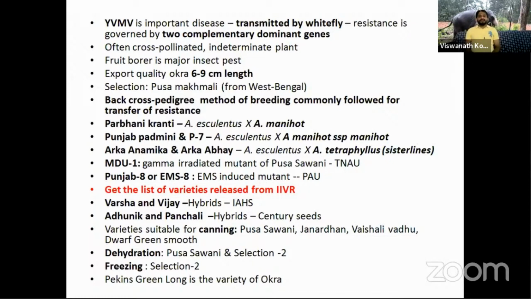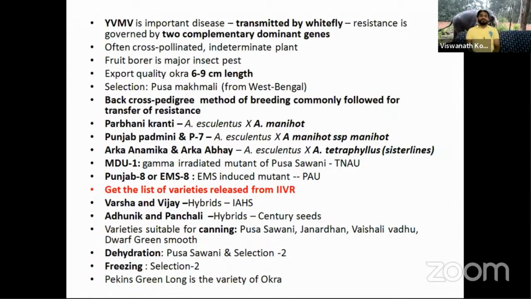Backcross and pedigree breeding method was the adopted breeding method for YVMV resistance breeding in okra. So Parbhani Kranti was developed. Backcross pedigree means the F1 was hybridized to the recurrent parent for 3 to 4 generations. After 4 generations of backcrossing, the pedigree method is followed. I think you know how the pedigree method goes. So just go to textbooks and read what is pedigree and what is backcross.